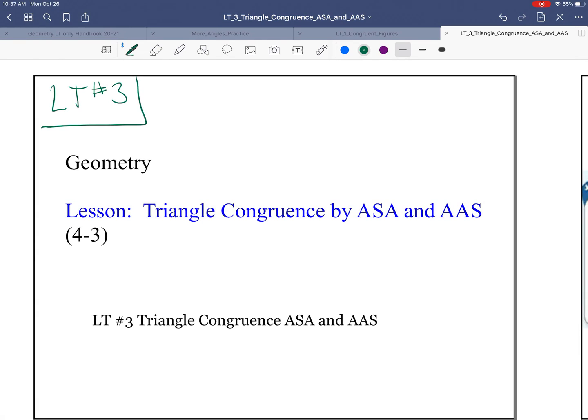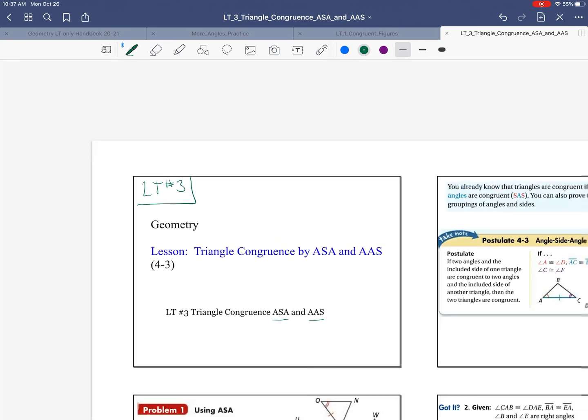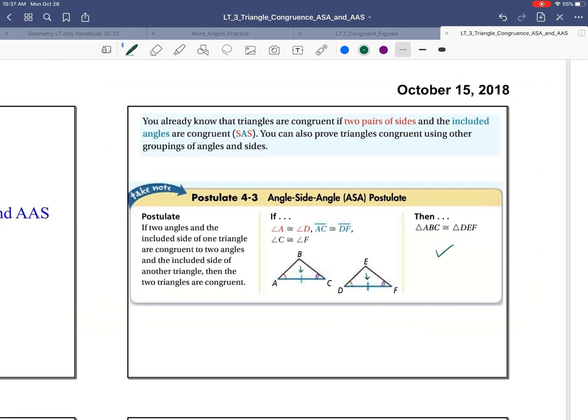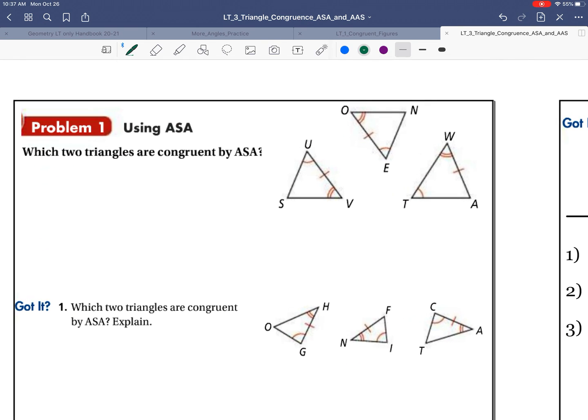Hello, this movie is for Learning Target 3, Triangle Congruence using Angle Side Angle and Angle Angle Side. We're going to start off with Angle Side Angle, and what that means is if I have two angles with the included side, meaning the side between the two angles, congruent to two angles and its included side of another triangle, then it's a shortcut way to prove the two triangles congruent.